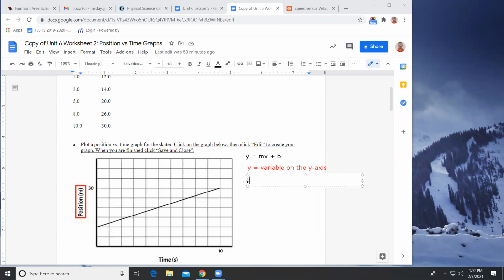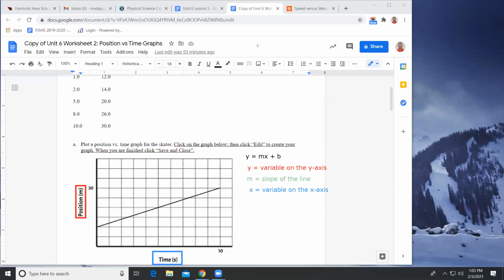The next part, remember, the m is going to be equal to the slope of the line. I'll go through and show you how to calculate that again, because it has been a little while since we've done that. Then looking at the x, just like the y, this is going to be related to the variable on the x-axis. In this case, we can see this is going to be time in seconds.